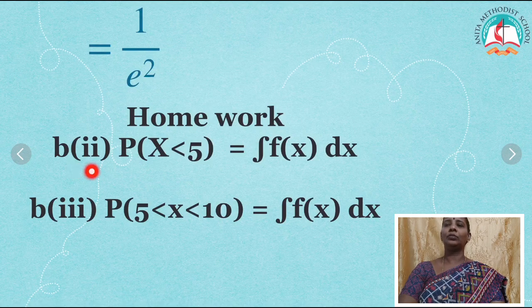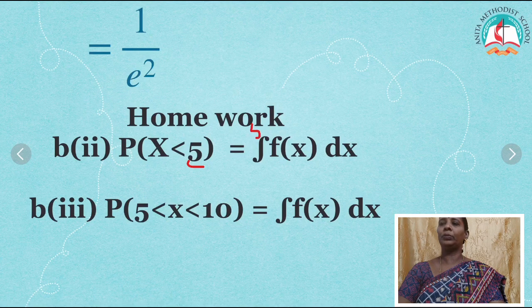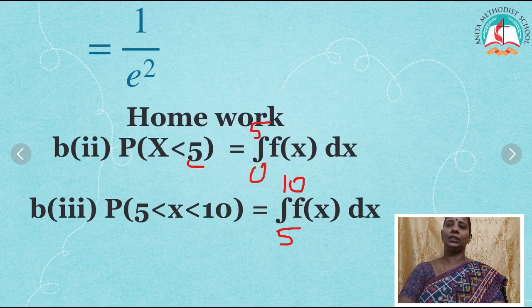And for homework, you have to consider the second part and the third part. When x is less than 5, and between 5 and 10, you have to find the probability. Here the function is defined, so the maximum number is 5. The maximum number should be written in the upper limit, and the lower limit will be 0 because the function is defined only when x is greater than 0. Similarly, for the between-numbers part, no problem. You have to find the integral from 5 to 10 of f of x dx. Everything is the same, only the limits will change in each part. Okay, clear, children?